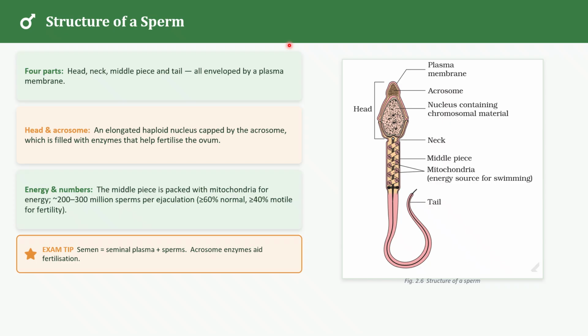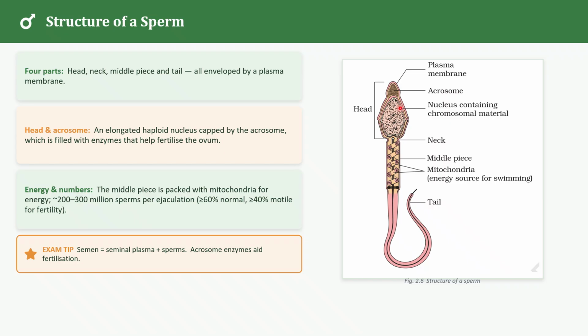So here we are going to see the structure of a sperm. What is a sperm? A sperm is a male reproductive cell specially adapted for fertilization. It has many parts. Here you can see the head region, neck region, and also the middle piece and tail. These are the parts of your sperm. Let's start with the head piece.